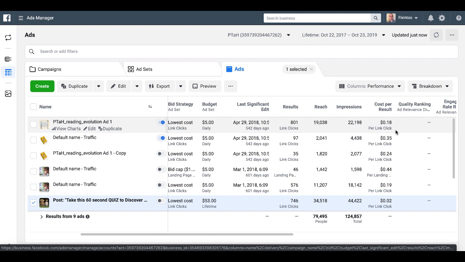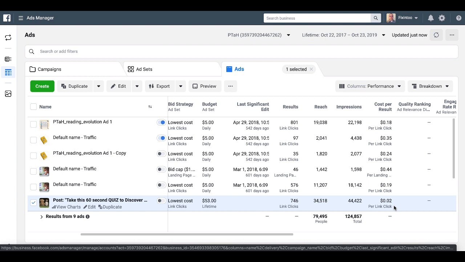My cost per results, as most people talk about, 18 cents, 35 cents, 24 cents, 19 cents. Right down here, I was getting 2 cents per link click. So I was getting quote unquote cheap leads. So this should have been successful, correct? Right. But it wasn't successful because I didn't understand what it meant to be a marketer at this stage.